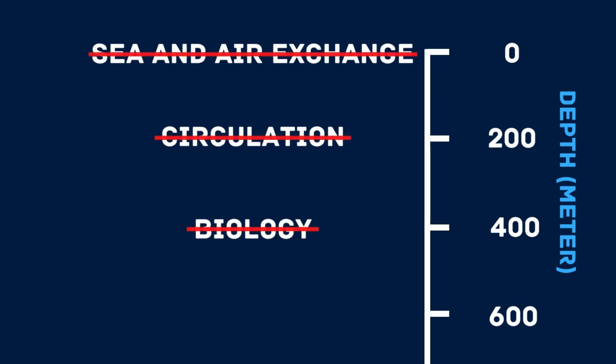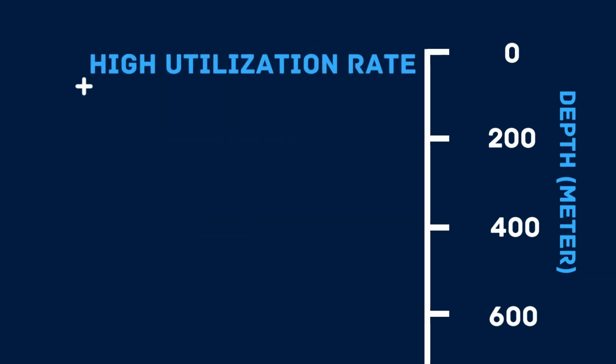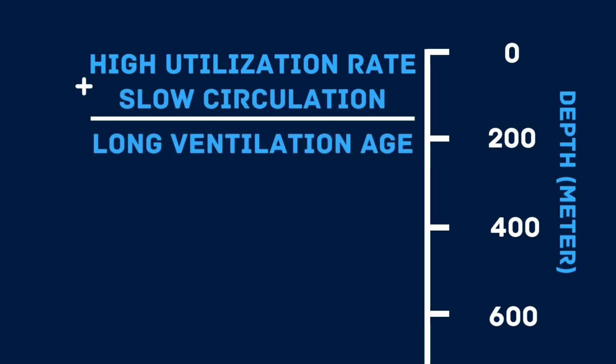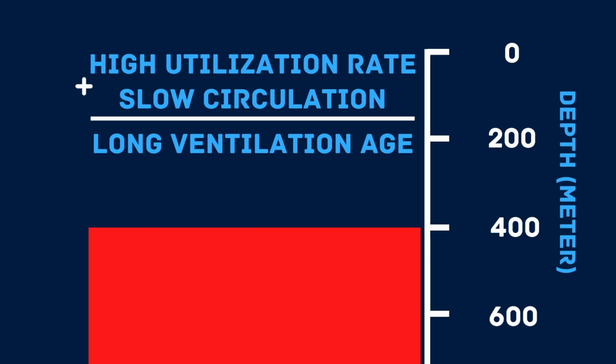However, disruption to the balance of this process creates zones where the oxygen utilization rate is high and a slow circulating system leads to long ventilation ages. These areas become oxygen deficient, turning into oxygen minimum zones, or OMZs.